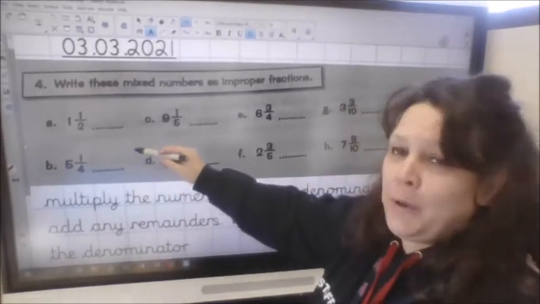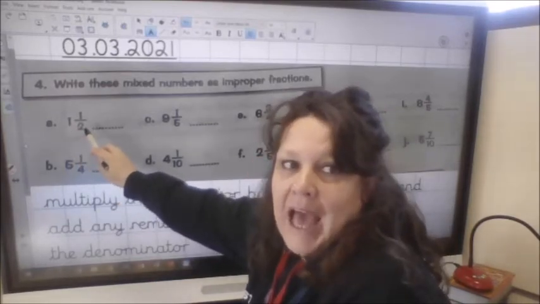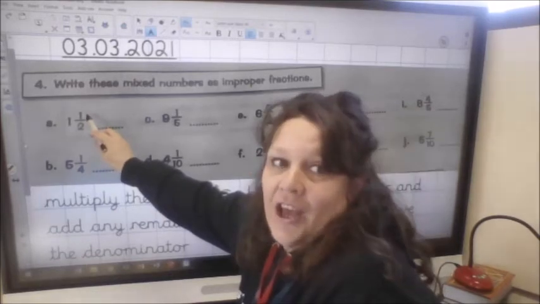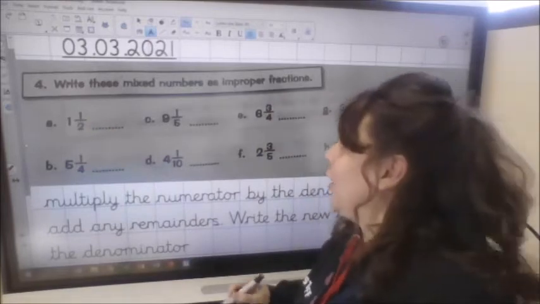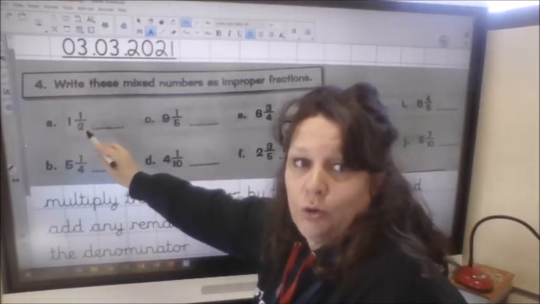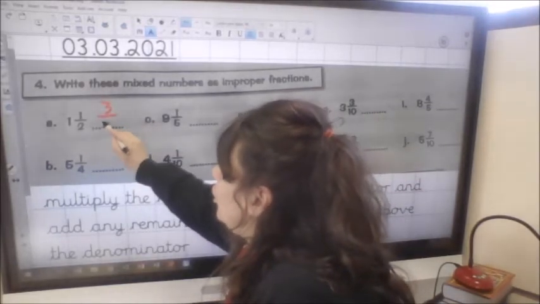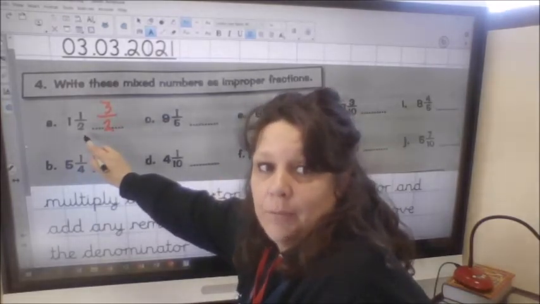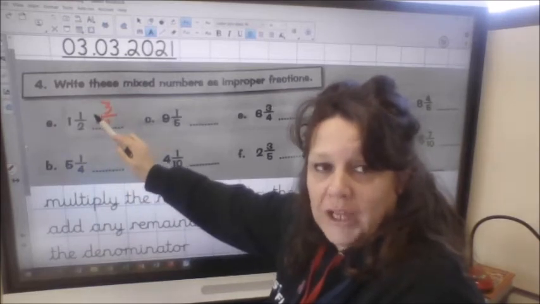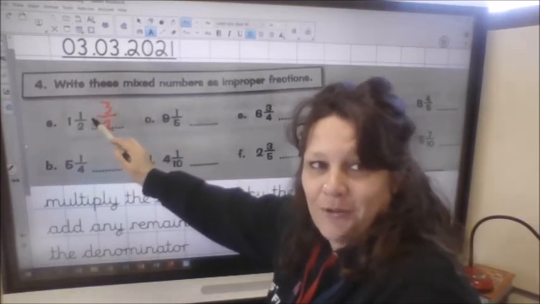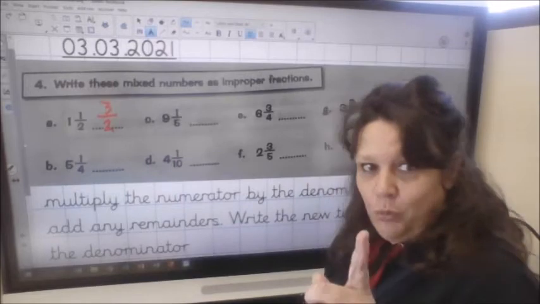Okay, so what we do is we multiply the number of wholes by the denominator, and then we add any extra numbers on our numerator to our total. Okay, so 1 times 2 is 2, plus 1 is 3. So that is 3 over 2 because we keep the denominator the same. So that's our total at the top, our numerator, and our denominator stays the same. Let me do one more.